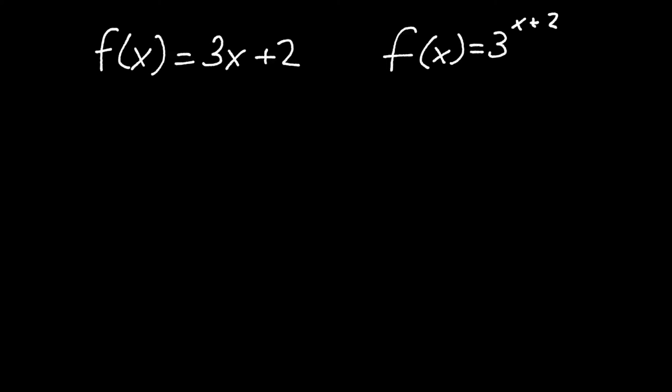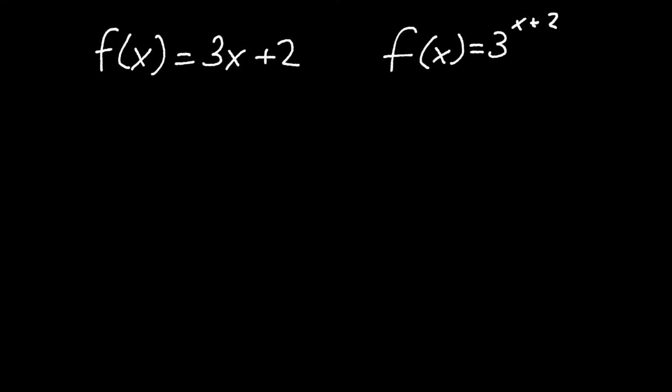Take a look at these two functions and see if you notice the difference. Both are using the same items. They have a 3, an x, and a 2, a 3, an x, a 2, and they both have addition somewhere. But the main difference is over here, our variable x is in the exponent area. It is an exponent, which means this 3 is not a coefficient like it is over here. It is a base, and we're raising it to the x plus 2 power. Well, how does that change things?